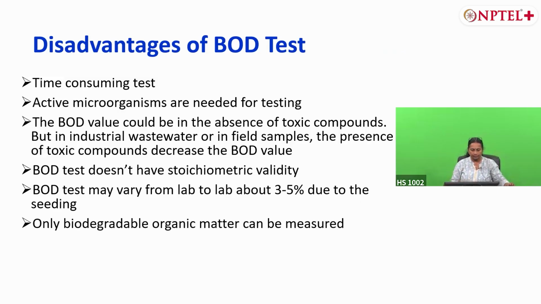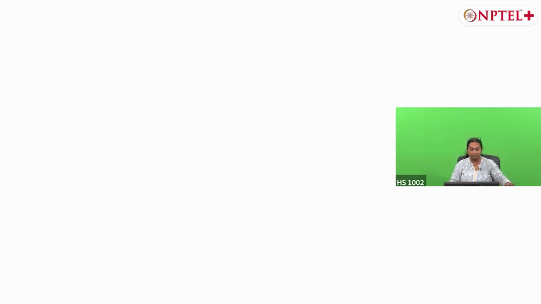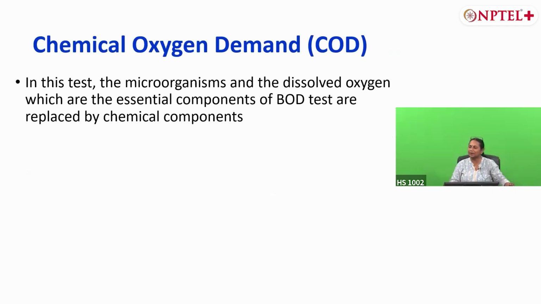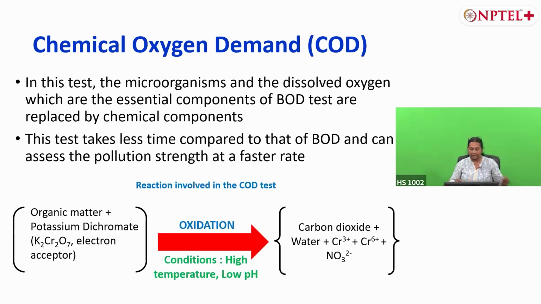And this one will be giving only biodegradable organic matter, so that's the reason. Now, a quick test: chemical oxygen demand. Here, instead of microorganism, we are adding a chemical which will supply the oxygen for the chemical oxidation of organic matter, so the time taken can be reduced. The chemical we are giving is potassium dichromate. And we give highly conducive environmental conditions for oxidation. That means high temperature and low pH.